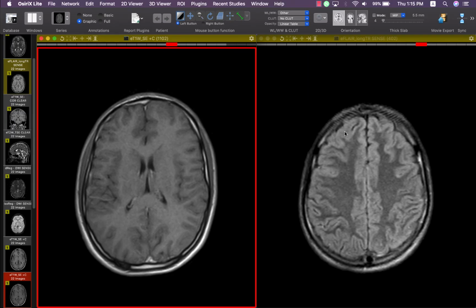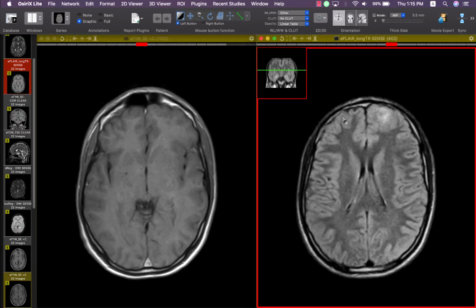The third point is the age of the patient. Usually, focal cortical dysplasia affects younger patients.